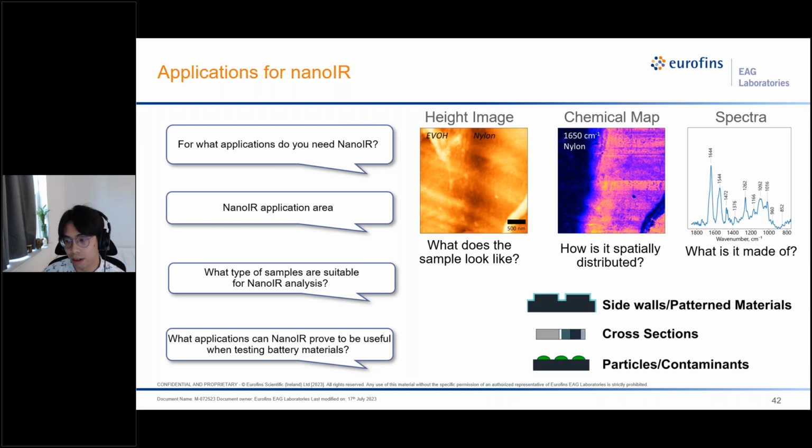And there are a lot of different applications, many more than what I have listed here, but a couple of examples are sidewalls or pattern materials, cross sections of polymers or polymers mixed with inorganics, as well as small particles and contaminants that are all on spatial resolutions or scales that you can't access with, say, Raman or FTIR, because the spot size of those is so much larger than the sample or feature of interest.